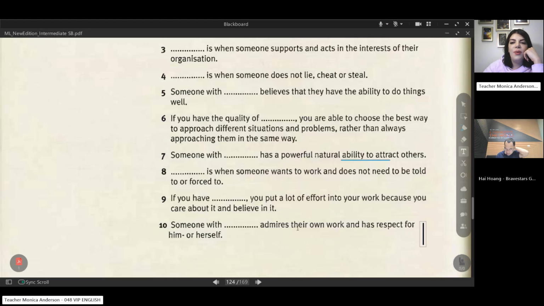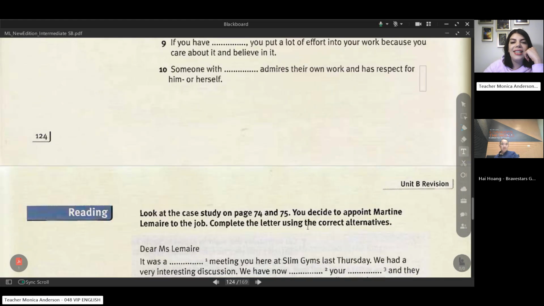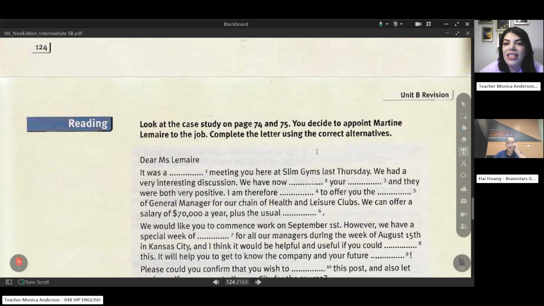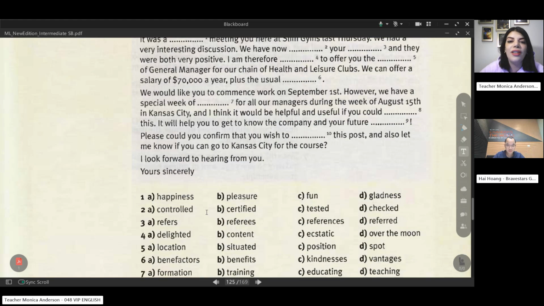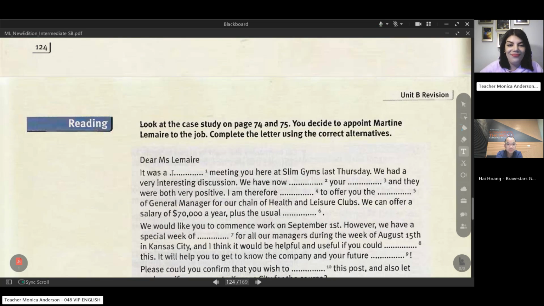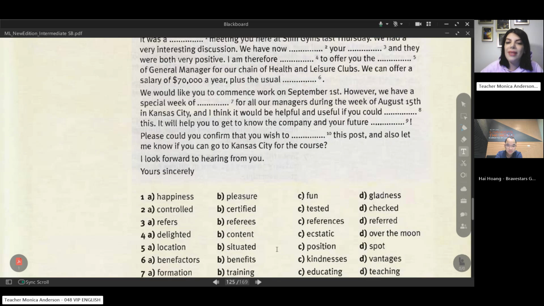Very good. Well, and now we have a reading. Okay, Martin Lemaire. Let's see: complete the letter using the correct alternative. We have some alternatives, and actually the good point is that they're in the same category. So let's do number 1. It was a meeting you here at Slim Jim last Thursday. It was what? Happiness, pleasure, fun, gladness.